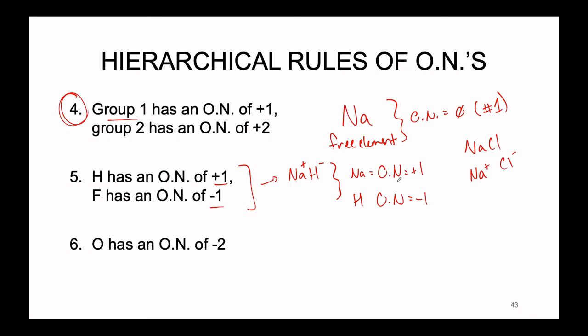All right, rule number 6 states that oxygen is going to have an oxidation number of -2. Oxygen is also pretty exceptional, so we've pulled it out of group number 6 and we're going to give it its own little rule. This primarily pertains to examples when oxygen is going to be bonded to other group 6 elements like sulfur. The oxygen will take precedence.